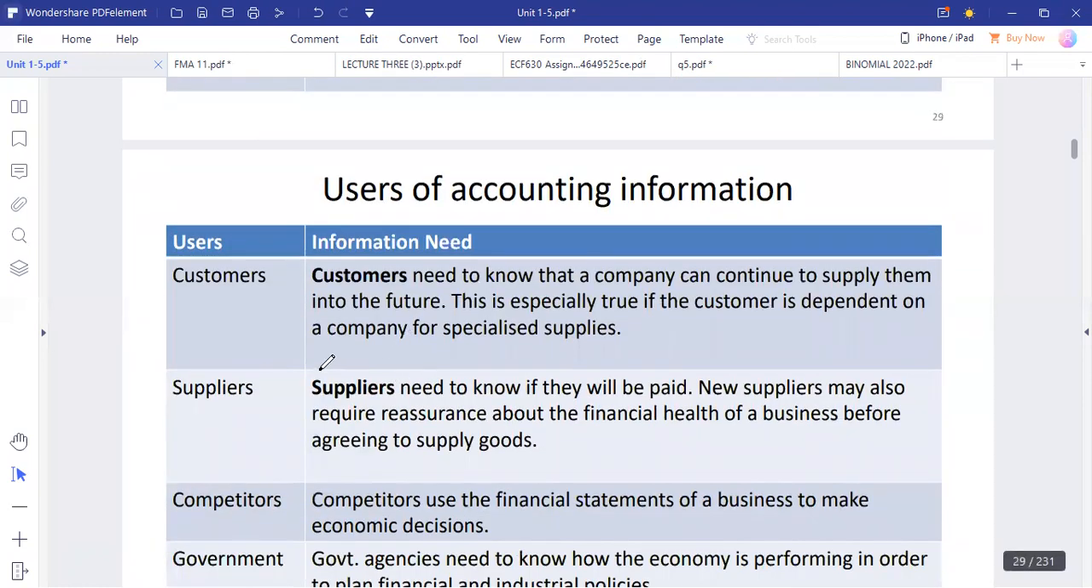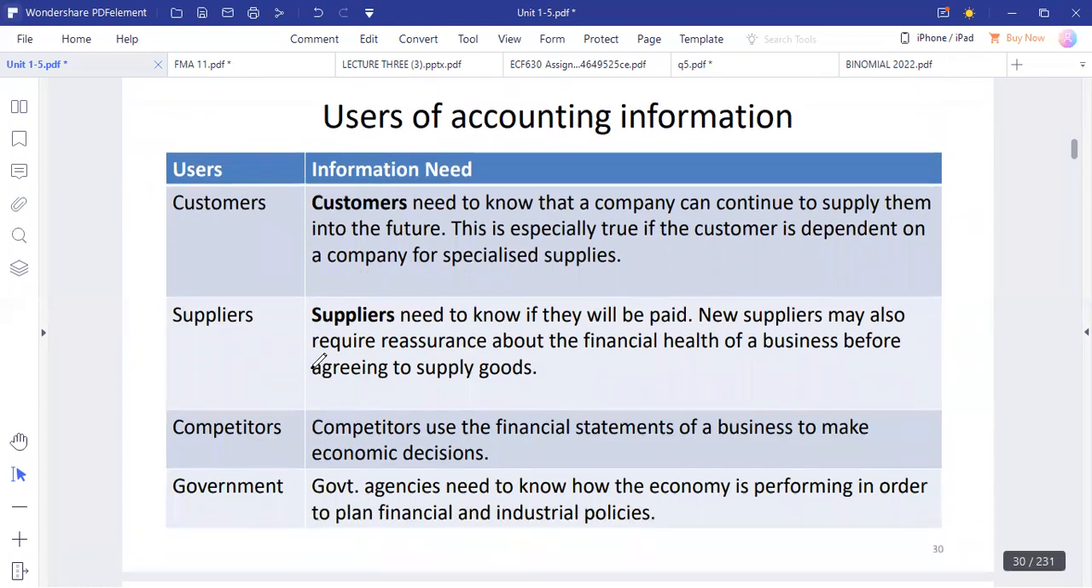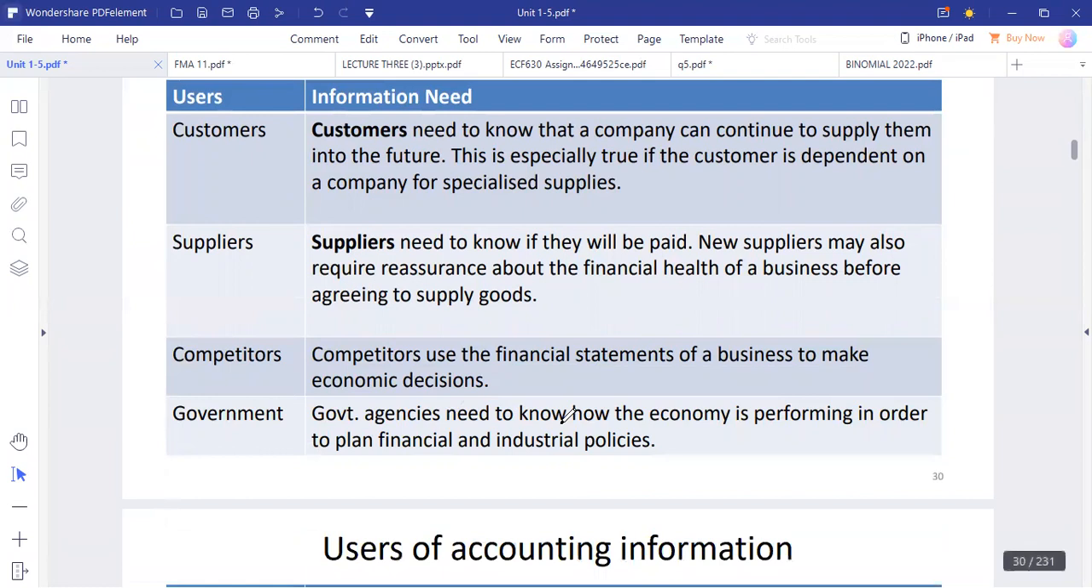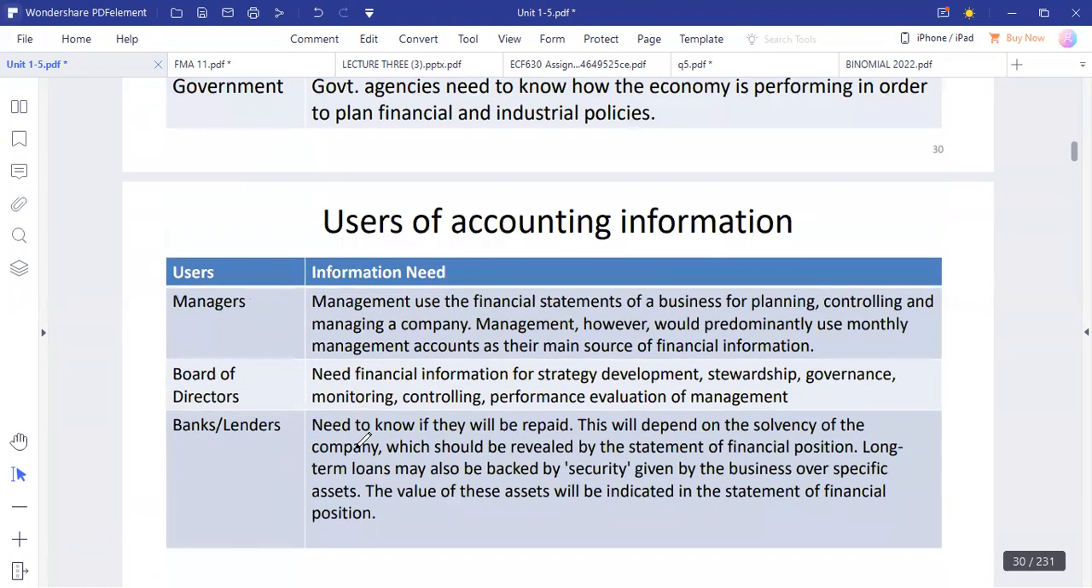So customers are really keen to have this financial information. Suppliers also need to know if they'll be paid should they supply. Competitors, on the other hand, would want to use this information to make economic decisions, and government agencies will plan how the economy is performing using financial information. Managers, on the other hand, will use this information to plan, control, and also manage a company. The board of directors need this information for strategy, development, and governance.